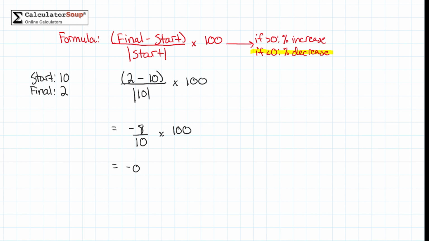Negative 8 divided by 10 is negative 0.8 times 100. Negative 0.8 times 100 is negative 80. This answer is negative, so our percentage decrease is 80%.